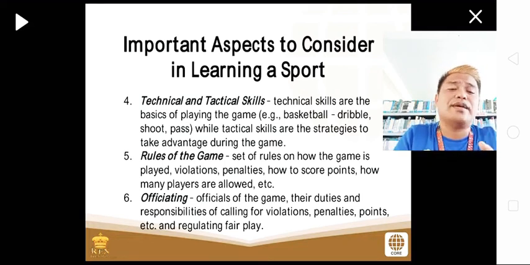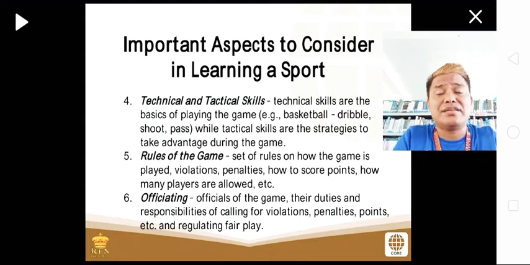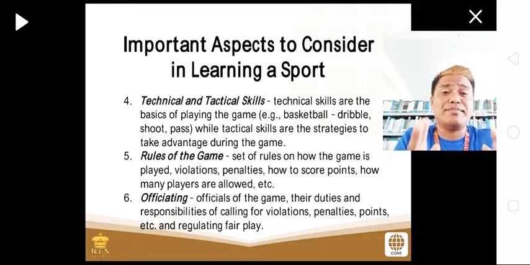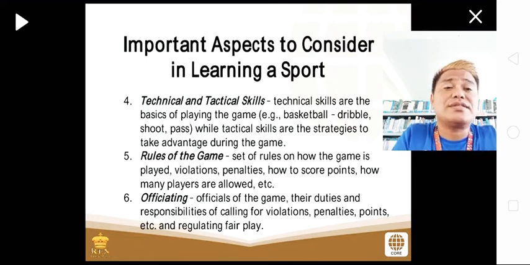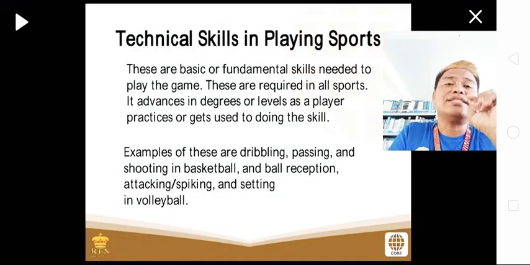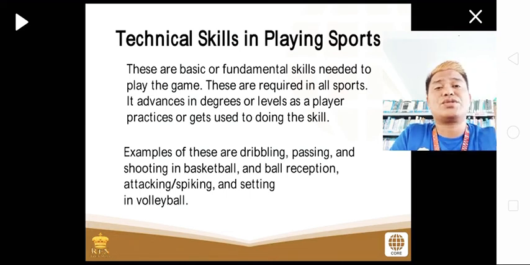Also, mostly pag hindi ka talaga nagustuhan ng officials, siguro hindi na, I've experienced that in my team before. So, buti na lang magagaling yung mga players. So, wala talaga tayong laban if the officials na ang ating kalaban. So, those are the important aspects. Technical skills in playing sports.